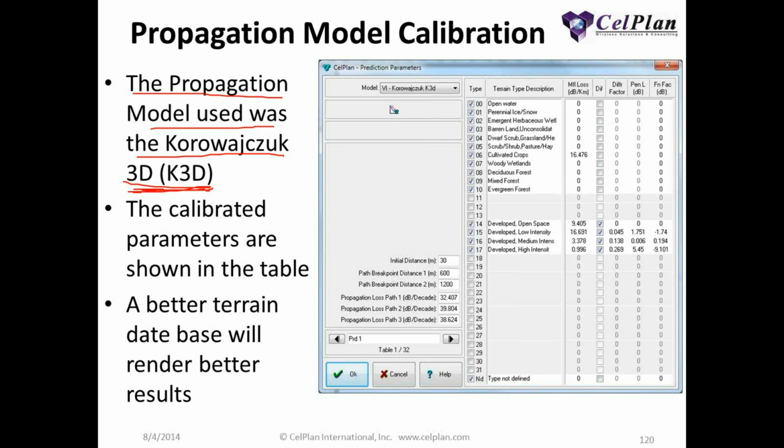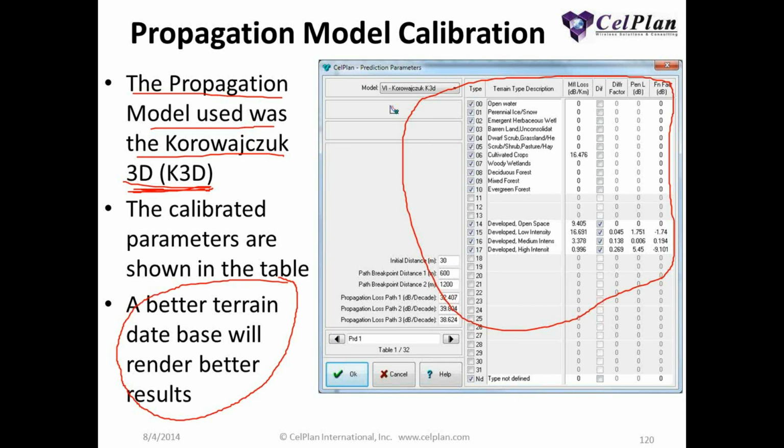Here are the parameters that we calculated for this terrain. Of course, if we have a better terrain, we'll have much better results because the Korowajczuk 3D model is highly influenced by the quality of the database. But even so, with this poor database, it was the model that gave the best results from the models we tested.